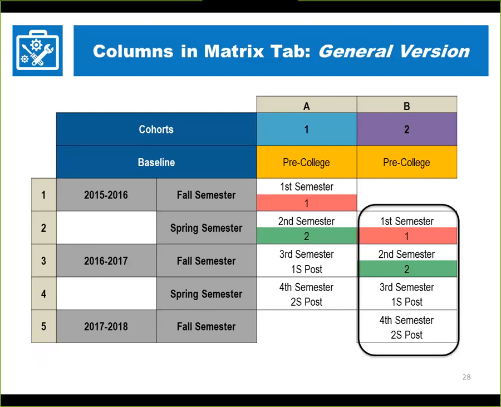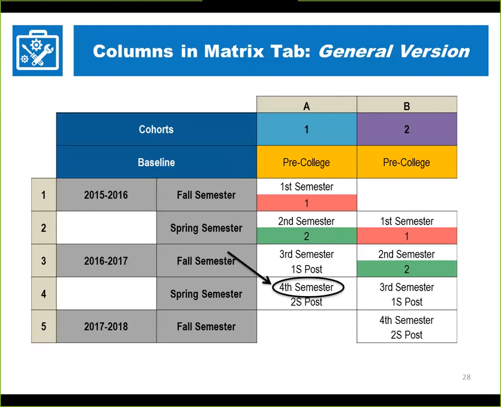Grade level. The cells show students' grade level in college in semesters as students move through from their first semester to their second semester to their third semester through their fourth semester in college. And the cells also include information about the amount of exposure, the number of semesters of exposure to the intervention, which depends on the duration of the intervention.